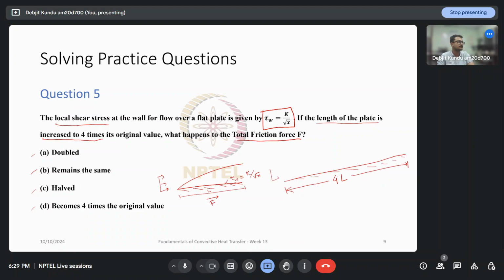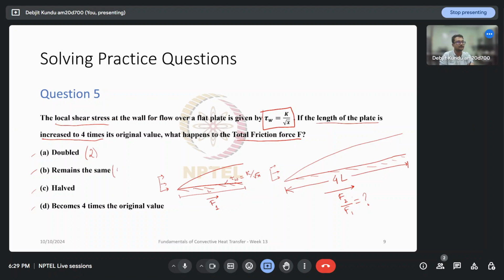Once again, the same inlet flow comes in and a boundary layer forms. What I'm asking is that this also experiences a total friction force F. I'll call this F2, and let's call this F1. So what is the relationship between F2 and F1? What is the ratio F2 by F1 equal to? If it's 2, then it's doubled.